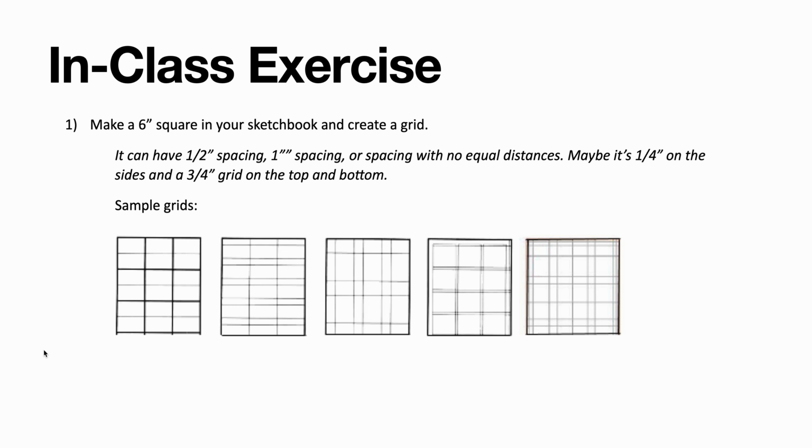these forms. So our in-class exercise is going to be making a 6-inch square in your sketchbook and creating a grid within it. You can have 1/2-inch spacing, 1-inch spacing, or spacing with no equal distances. You can make it varied, you can make it very dense. Just consider the more grid intersections that you have, the more lines that you have, the more opportunities you will have for utilizing that grid.